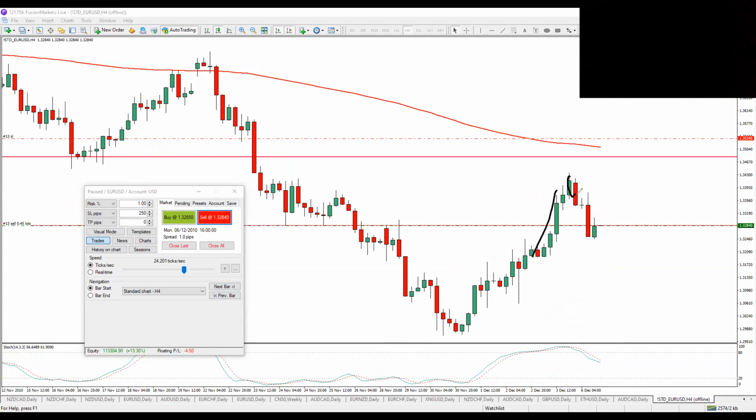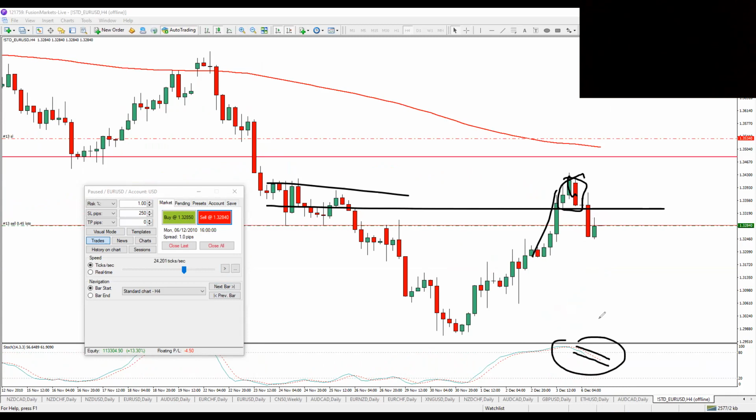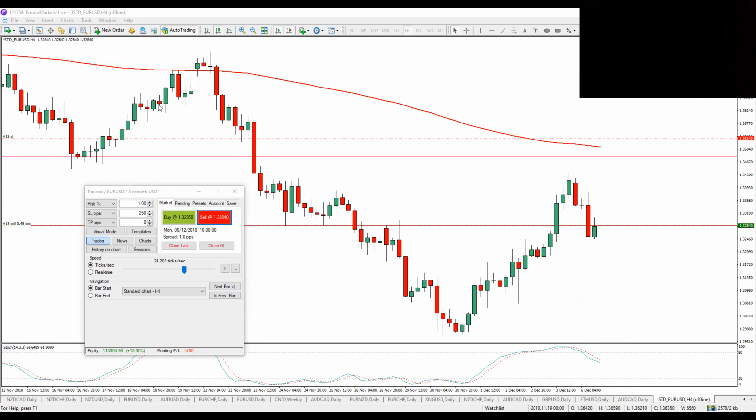Had the push up, push down. No strong rejection, but we are at a nice resistance. We are overbought. We're already coming down here. Strong bearish engulfer. Let's take it. Let's see what happens.